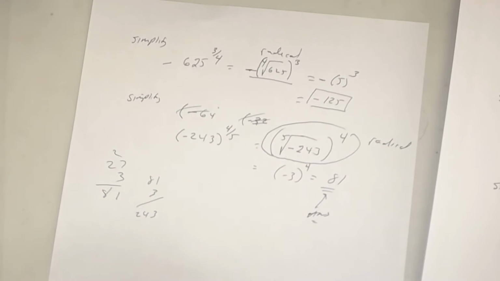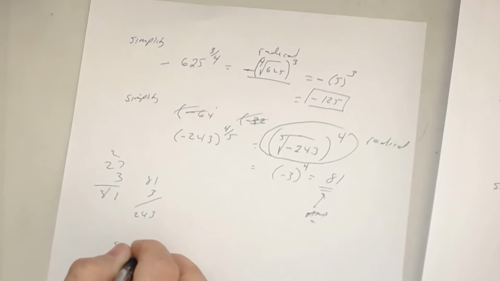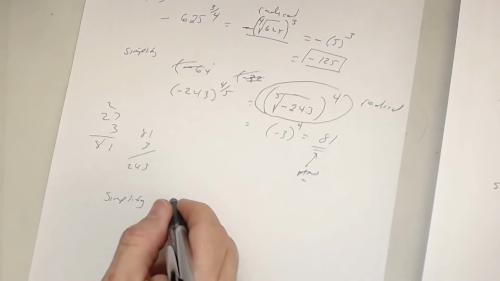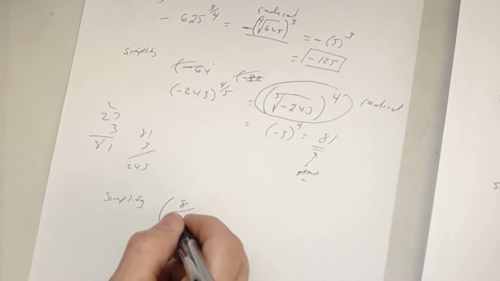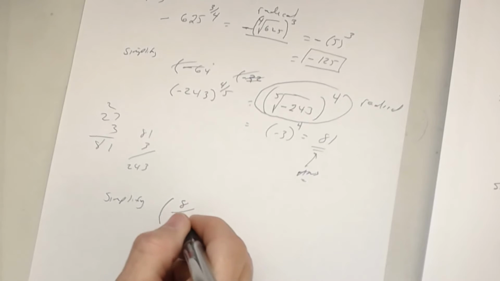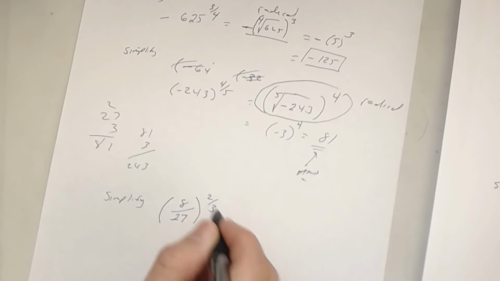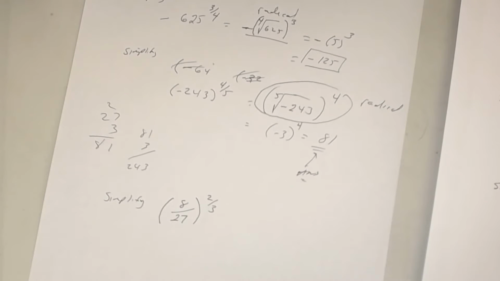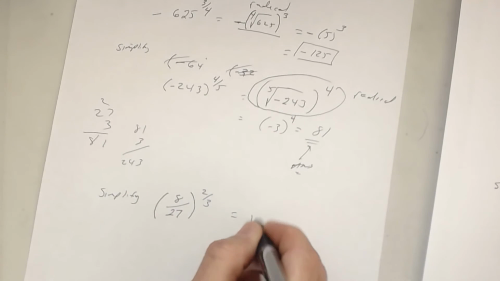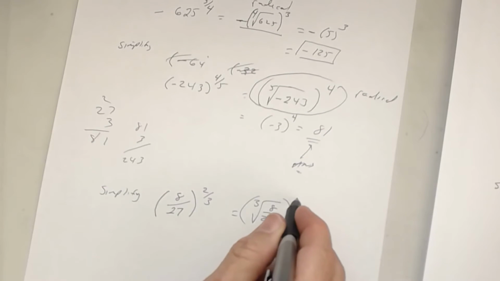Okay. All right. Let's look at this one. Simplify 8/27 to the 2/3 without using a calculator. If you use a calculator, it'll give you a decimal, but you know from last semester how to change a decimal to a fraction anyway. Write it as a radical. What's the radical? The cube root of 8/27, all raised to the 2nd power. That's not the answer. That's your radical.